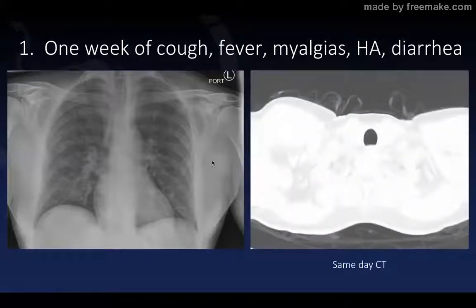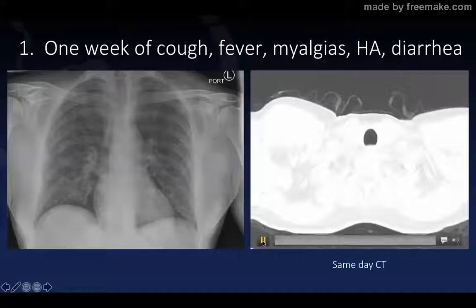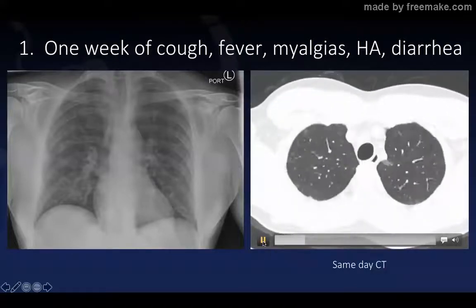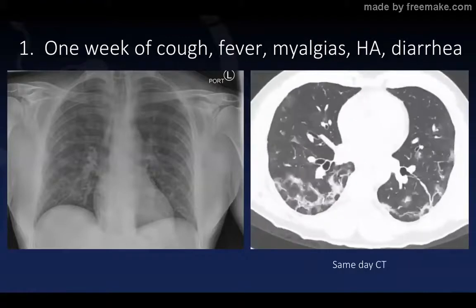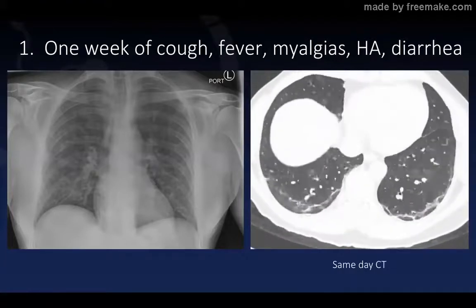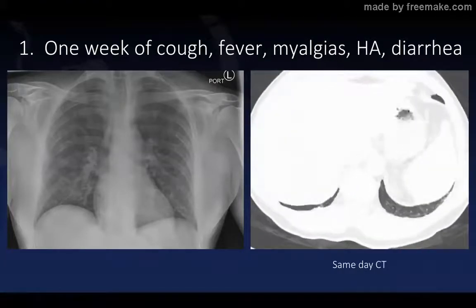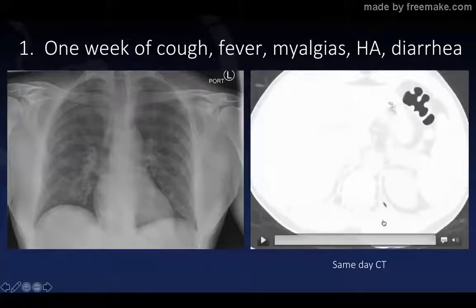He did receive a same-day CT, playing through here. As you can see, there are areas of peripheral ground glass, patchy, with more consolidated areas, and it seems to be a little bit more predominant in the dependent aspect of the lung.